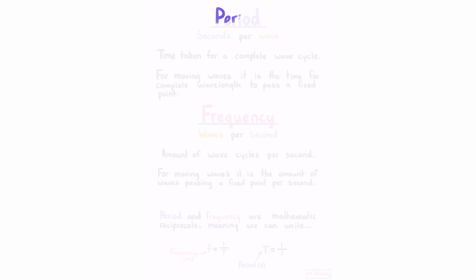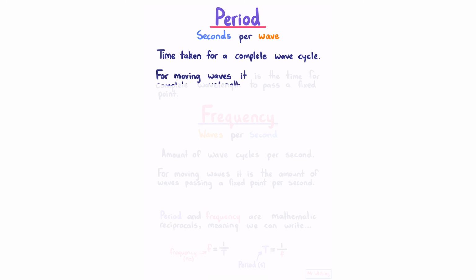We define the period as the amount of seconds per wave, or in other words, it is the time taken for a complete wave cycle. And specifically for moving waves, it is the time for a complete wavelength to pass a fixed point. So for example, say you are standing in shallow water at the beach. If when one wave passed you, you started your stopwatch and then stopped it when the next one hit, the time you would record would be the period.